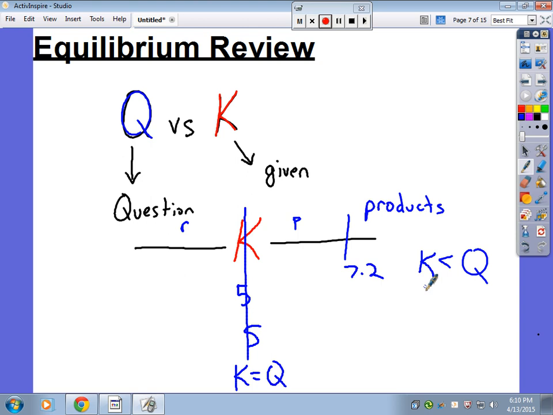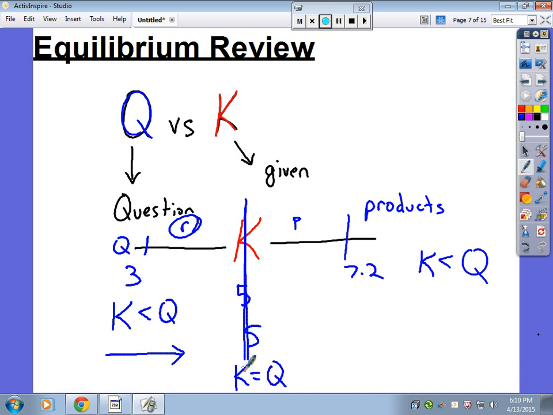Now, what about my next scenario? Let's say I put a bunch of stuff in a container and I react it, and all of a sudden I come up with something that's like 3. I'm going to call this Q, because it's not my equilibrium constant. I'm questioning things. What's true with our value? It's less than K, isn't it? If I have less than I normally have, that means I have way more reactants than I should right now. My reaction needs to shift in this direction to equal the value of my equilibrium constant.